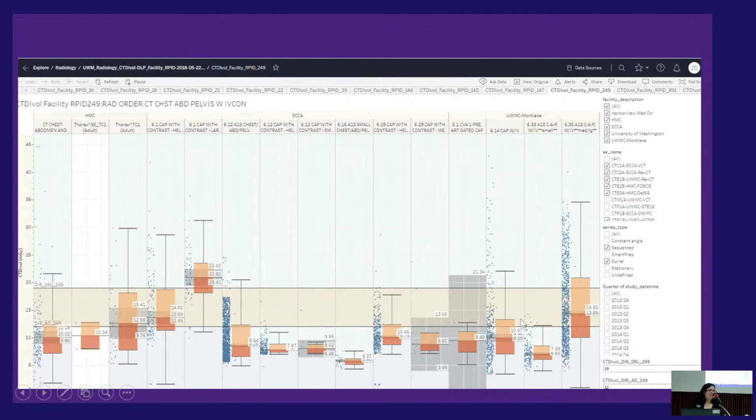slice and dice this data any way you want. You want to look at it with one scanner? Fine. You want to look at all scanners? You can do that, somewhat like what we were looking at in Radimetrics today. But this gives us the data for whatever protocol, chest, abdomen, pelvis, with IV, across all our sites.